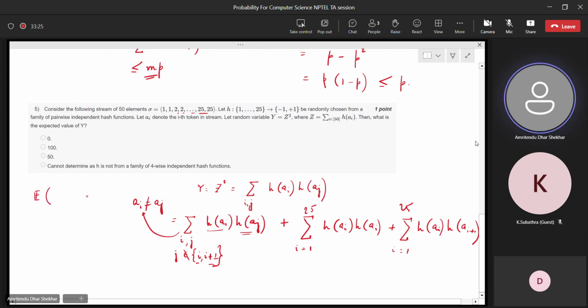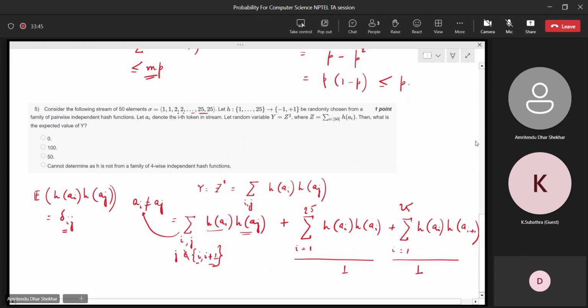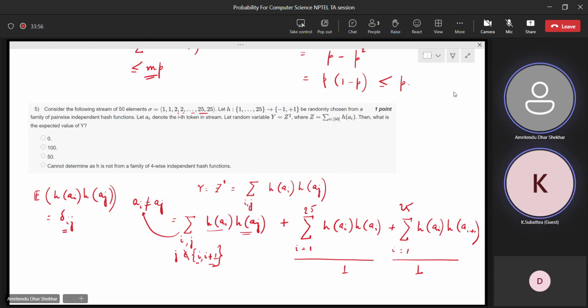So yeah, it's similar to the last problem, or the first problem that we dealt with. So a_j, yeah. So this is delta ij, similar to what we discussed. So you have 25 terms for which this is 1, and again 25 terms for which this is 1. So yeah, you get 50. Is it correct? Oh, yeah. Is it?